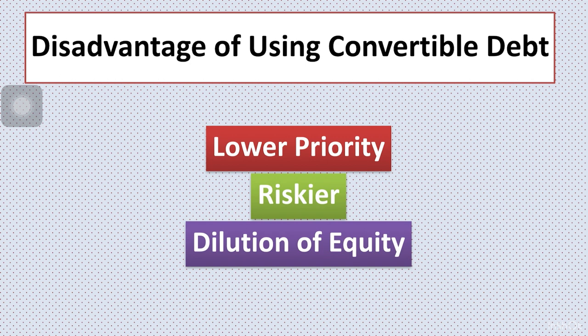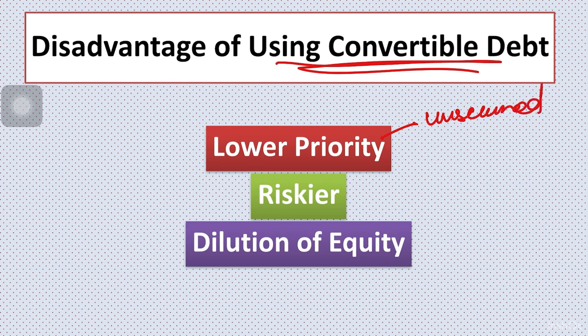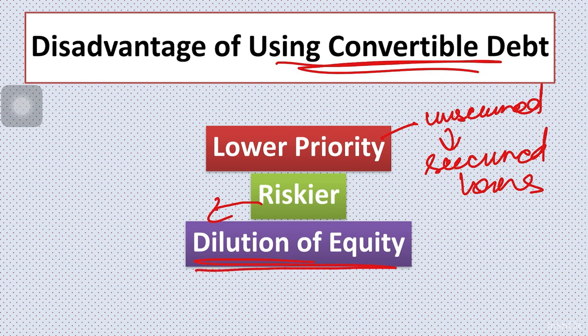At last, we have the disadvantages of using the convertible debentures. First is a lower priority. That means these convertible debentures are usually unsecured. They are not backed by any asset. So when there is bankruptcy or liquidation, they stand lower than the secured debentures or the secured loans, right? They are riskier because they do not usually have asset backing.